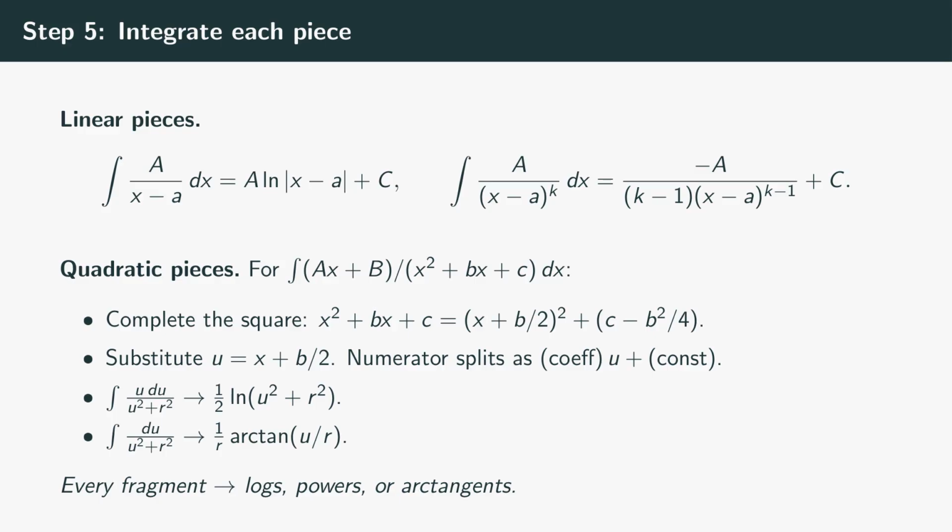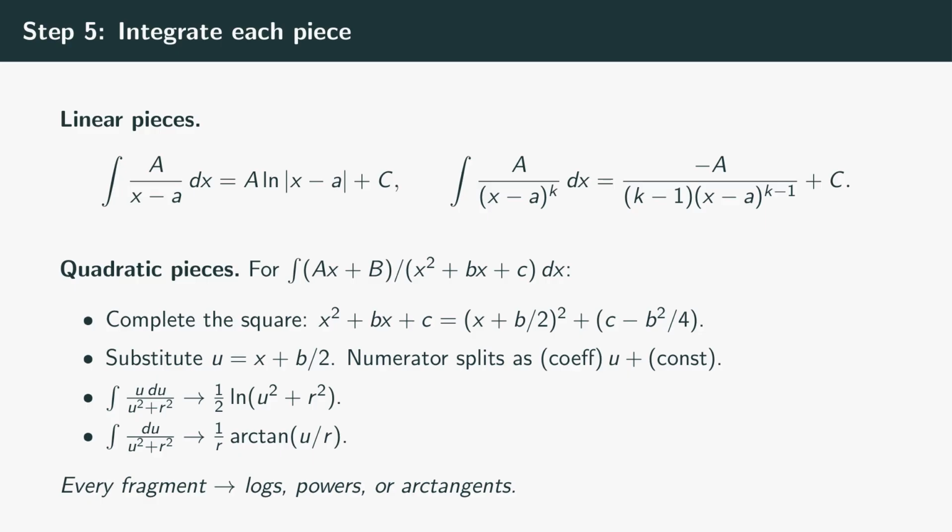Step 5. Once you have the decomposition, you integrate each piece, and every fragment falls into one of three categories. Linear pieces with first power, a over the quantity x minus a, integrate to a times the natural log of the absolute value of x minus a. Linear pieces with higher power, a over the quantity x minus a to the k, with k greater than 1, integrate by the power rule to a negative power of the quantity x minus a. No log appears.